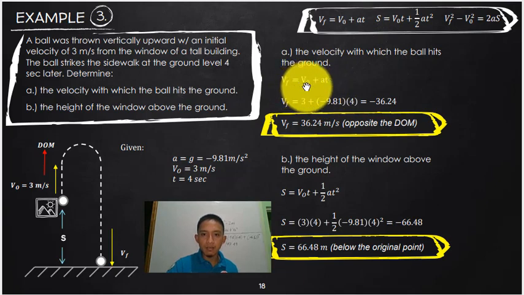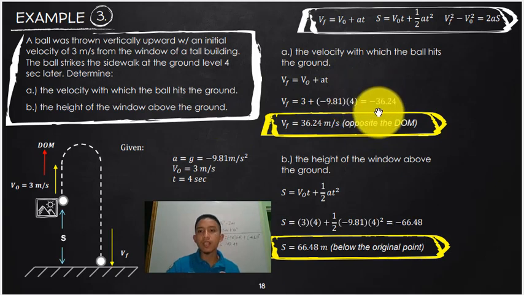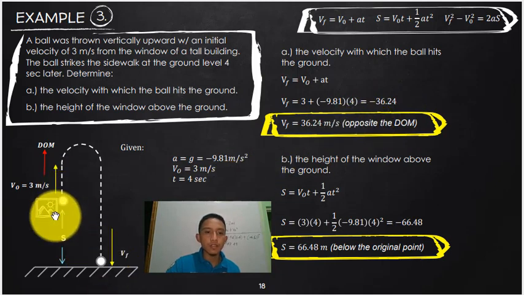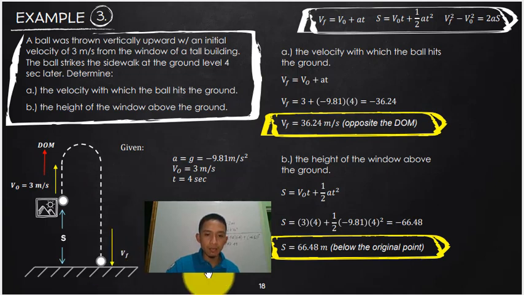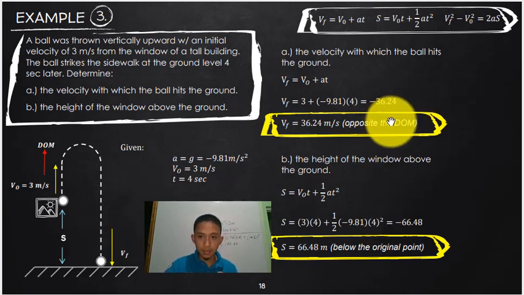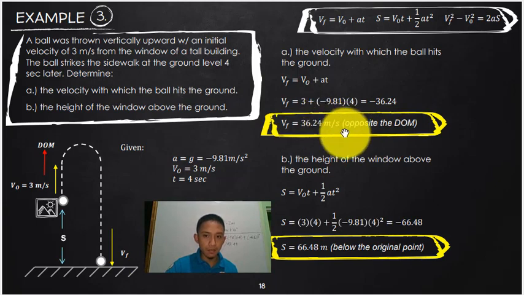Okay, VO, that is 3, and then A is negative again. Consider the sign, times your T, which is 4. You end up with negative 36.24, but that negative only means that it is opposite, because supposedly it was going up, but at the final point it is now going down. So opposite the direction, but the final velocity is just 36.24.